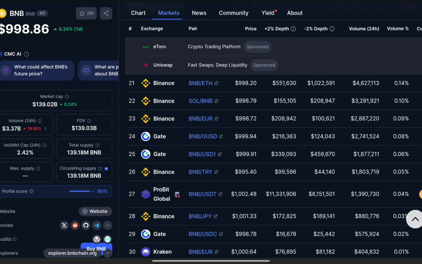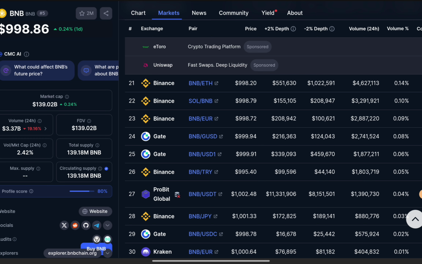Okay, so we're having 998.20. We're having 995.40, also in Binance. So let's try and use this particular one, okay? How this works is very, very simple. We are doing arbitrage trading. It's all about buying from where it's cheap and selling to where it's more expensive. And we're talking about triangular arbitrage in this case, okay?